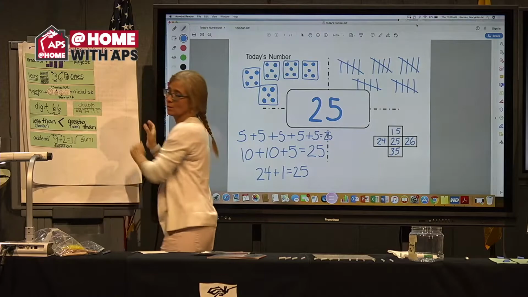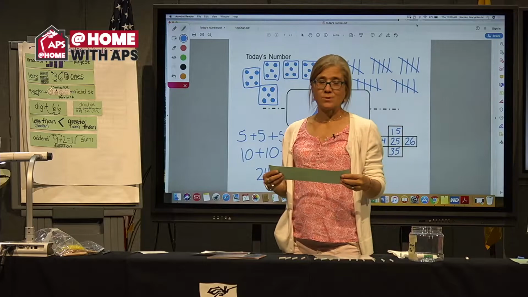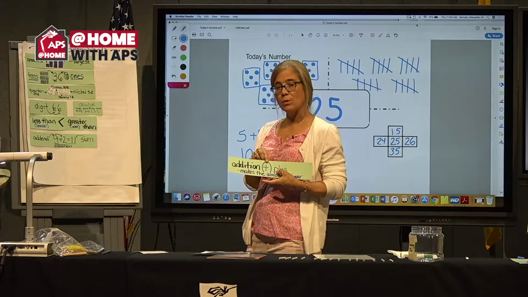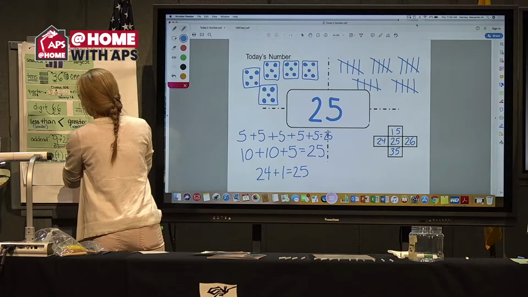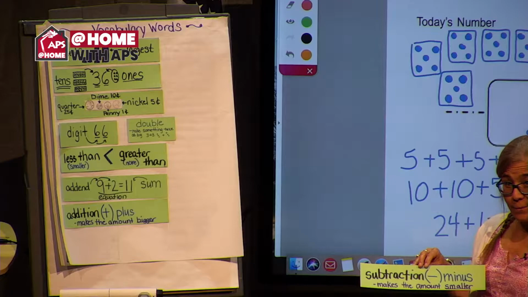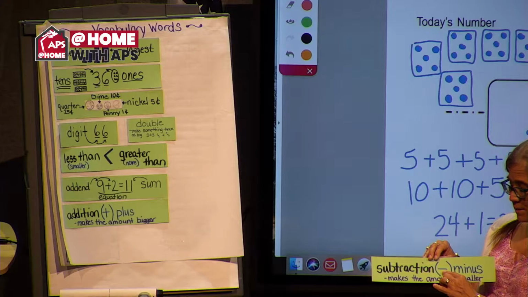From our books yesterday, we talked about addition, right? Addition makes the amount bigger. Another word, this is the symbol, and another word we use sometimes related to addition is plus. And then the last one I'm going to add before Ms. Karnas comes out here to play some games and do an activity with you is subtraction. That was our second book yesterday, and subtraction makes the amount smaller, right? And we use this minus sign with subtraction.